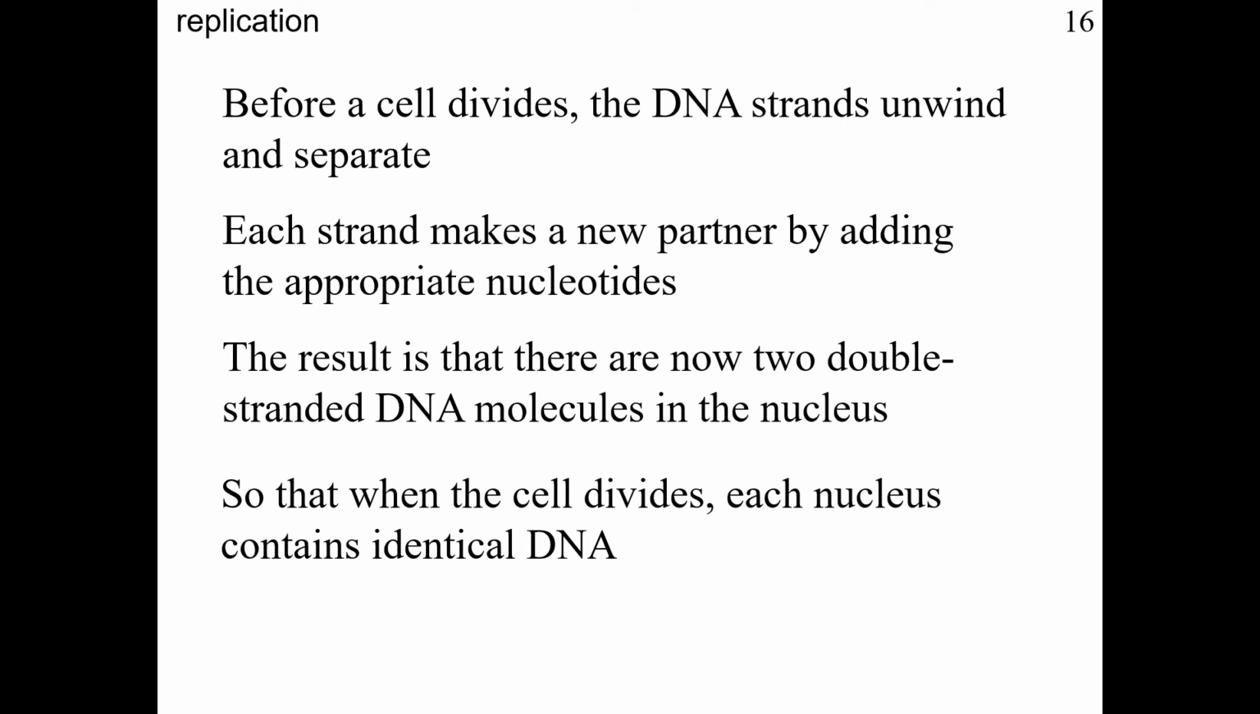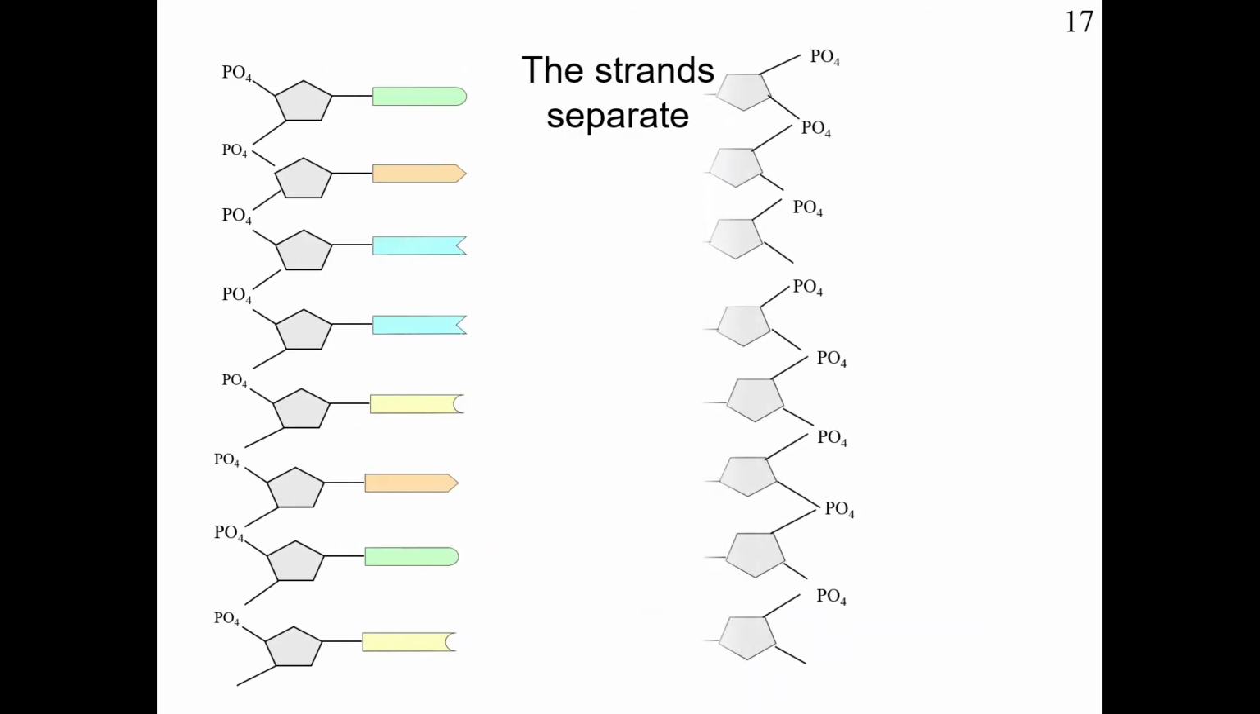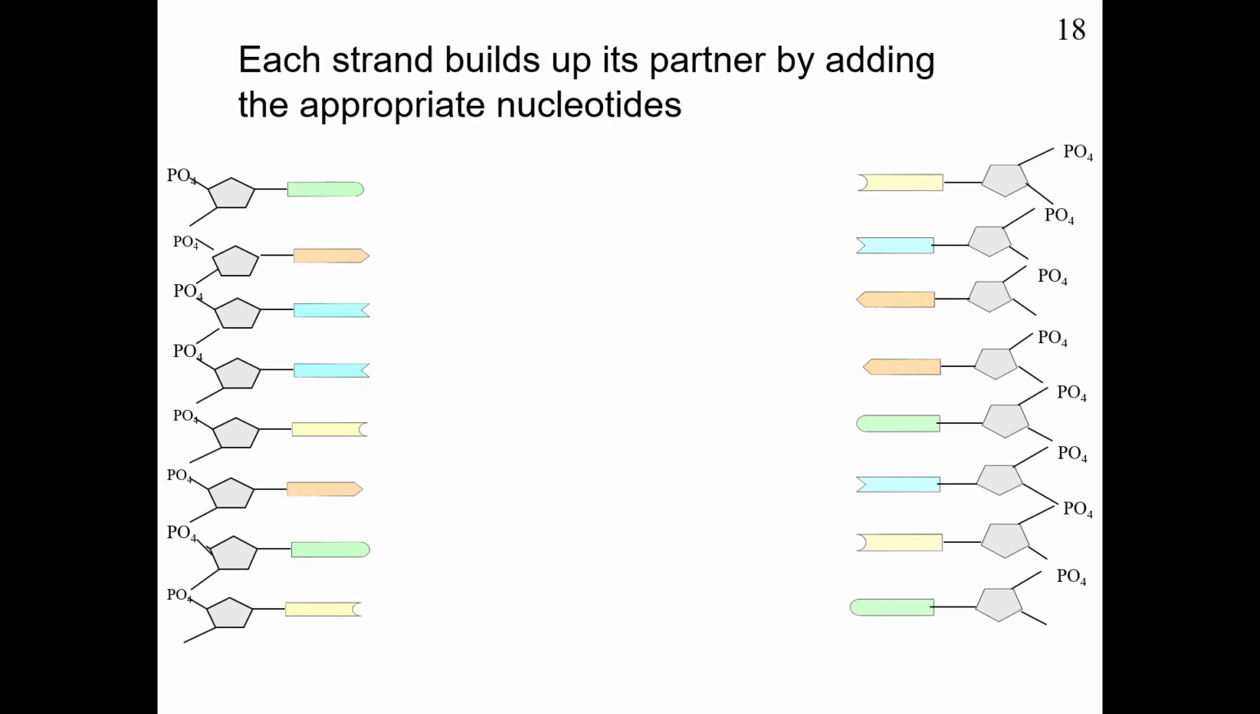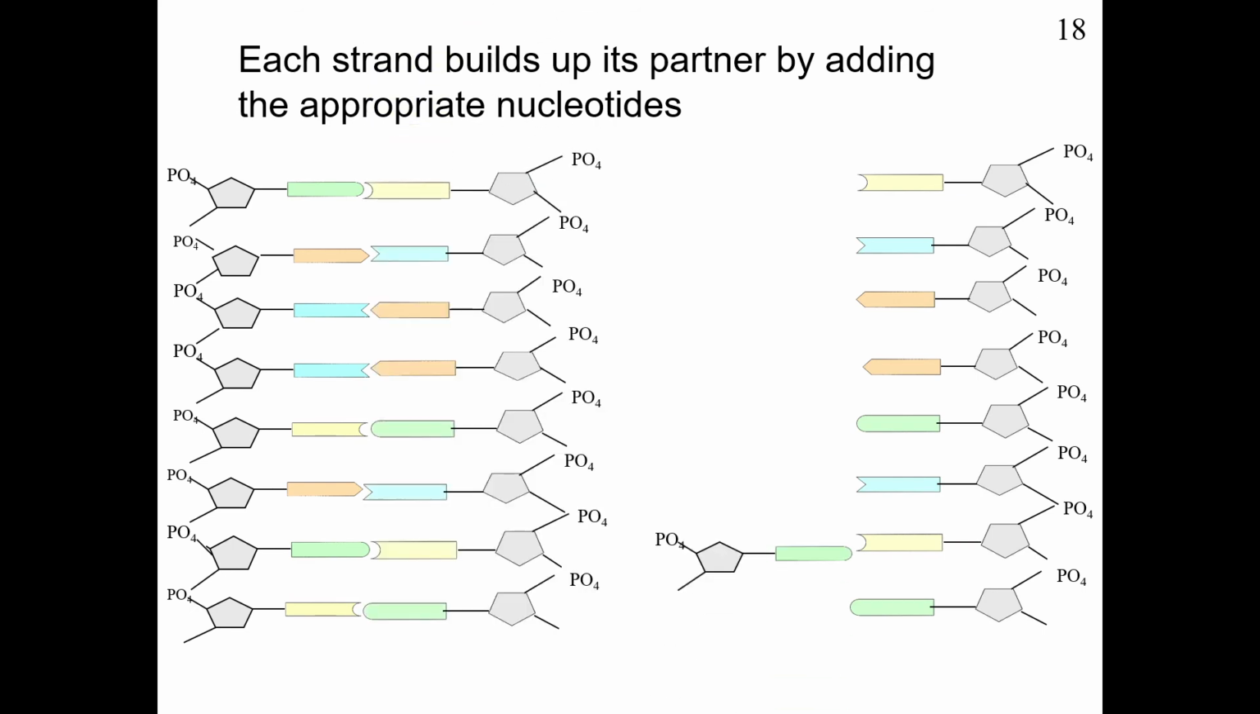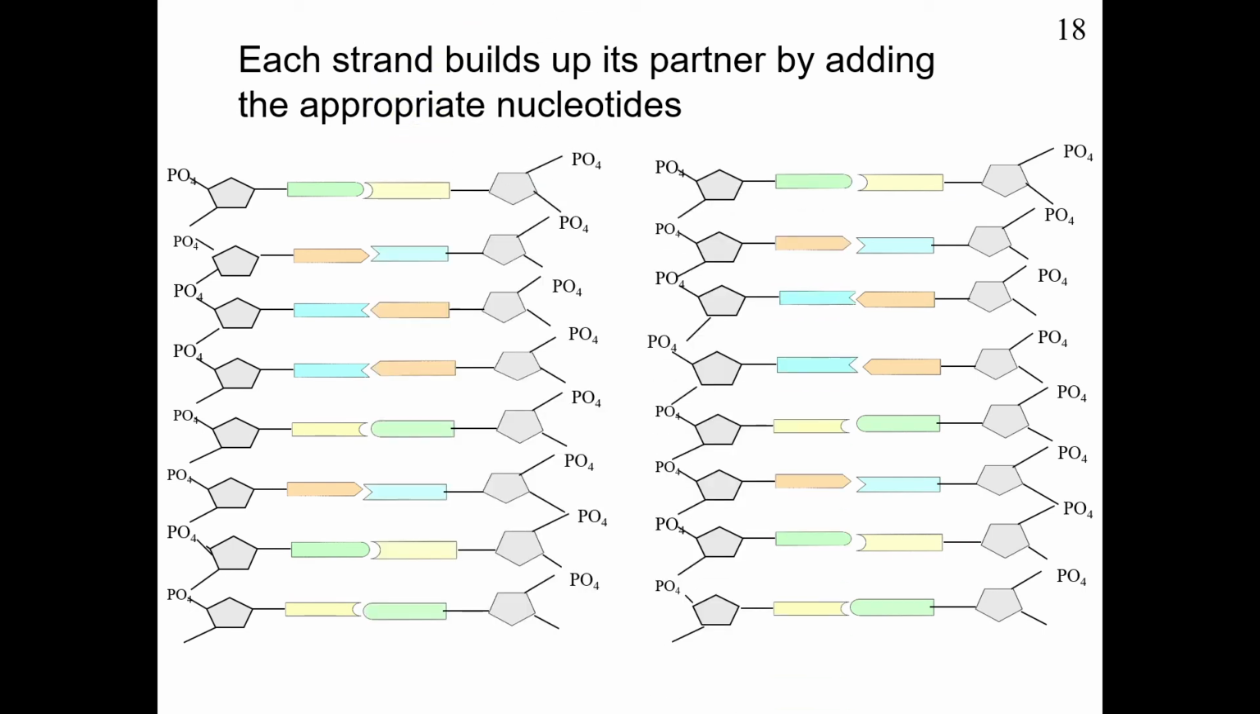So when we talked about cell division last time, we had to talk about how the DNA is going to be doubled. And this is the replication step. So this is when that DNA is doubled, you're going to get 2 full strands of DNA. So like I said, the strands are going to separate, and then each strand is going to build up its partner by adding the appropriate nucleotides. So each side is going to get new sets so that they have 2 identical strands. If you see on both sides here, they're the same, right?